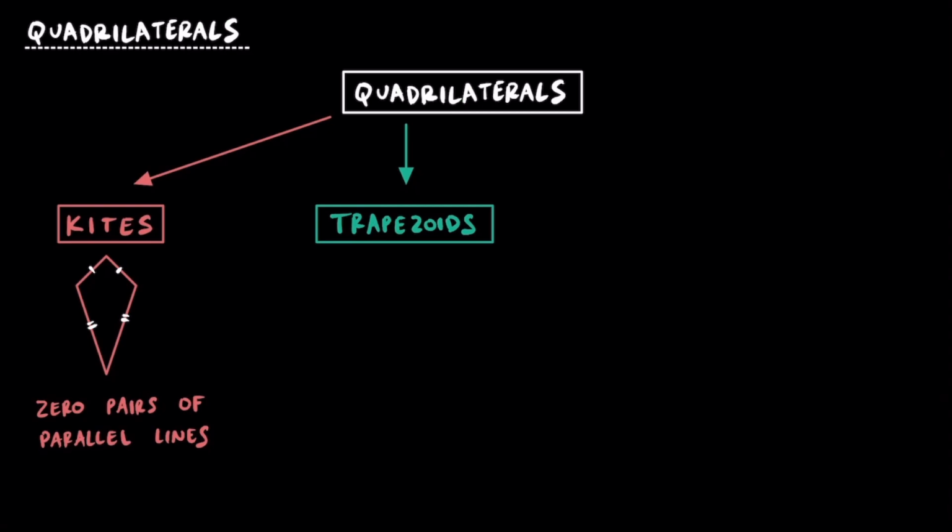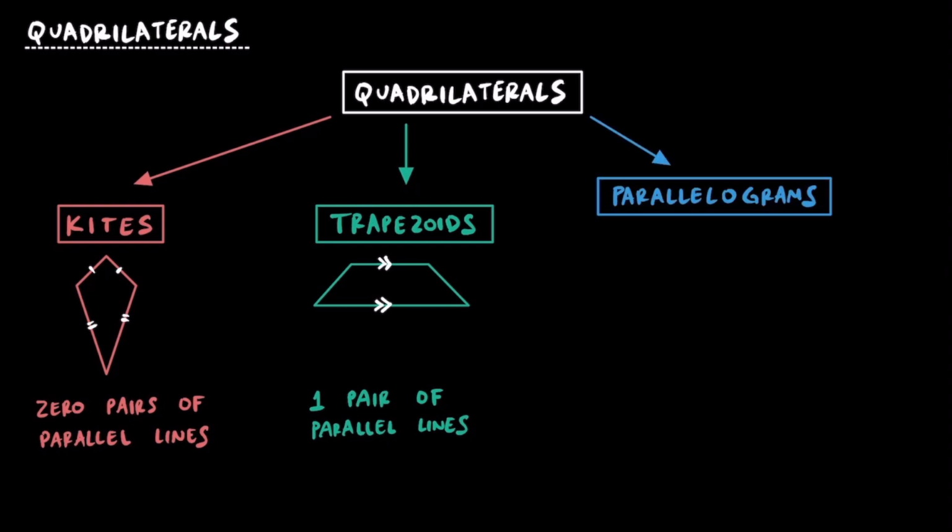In addition to kites, another quadrilateral that we'll talk about are trapezoids. These little arrows that are drawn here just represent that the top line and bottom line are parallel to each other. The unique thing you want to know about trapezoids is the fact that they have exactly 1 pair of parallel lines. And a third type of quadrilateral we'll talk about are these things called parallelograms. The unique thing about parallelograms is that the opposite sides, like the top and the bottom here, are parallel to each other, and the opposite sides on the left and right, or these diagonals, are also parallel to each other. Parallelograms have 2 pairs of parallel lines.